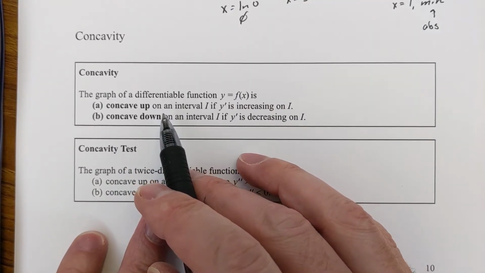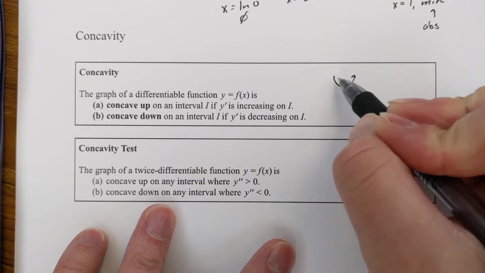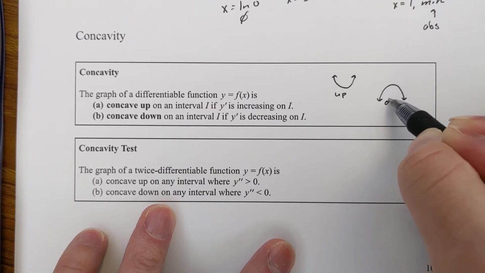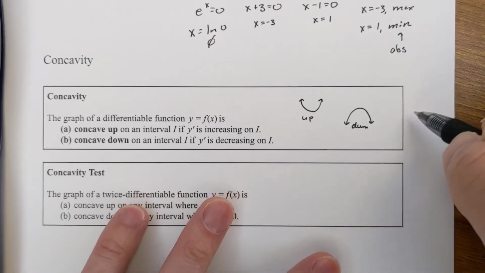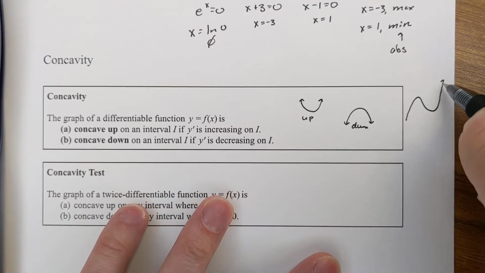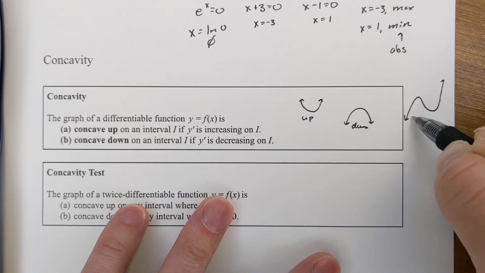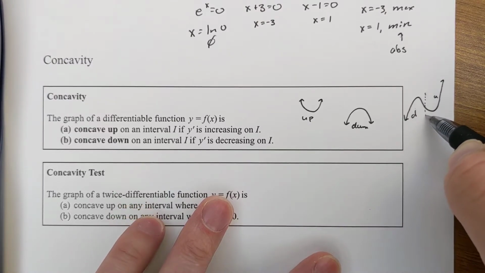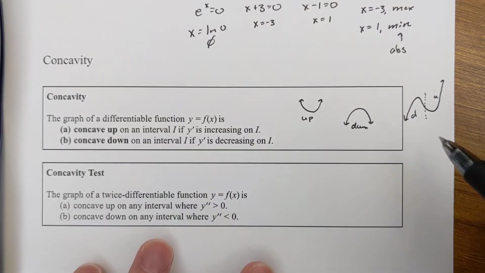That's essentially the way the graph opens. So like this parabola is concave up. This shape is concave down. You can actually combine the two. So if I have a graph that looks like this, I have one part here that's concave down and one part here that's concave up. And where it switches is referred to as an inflection point.